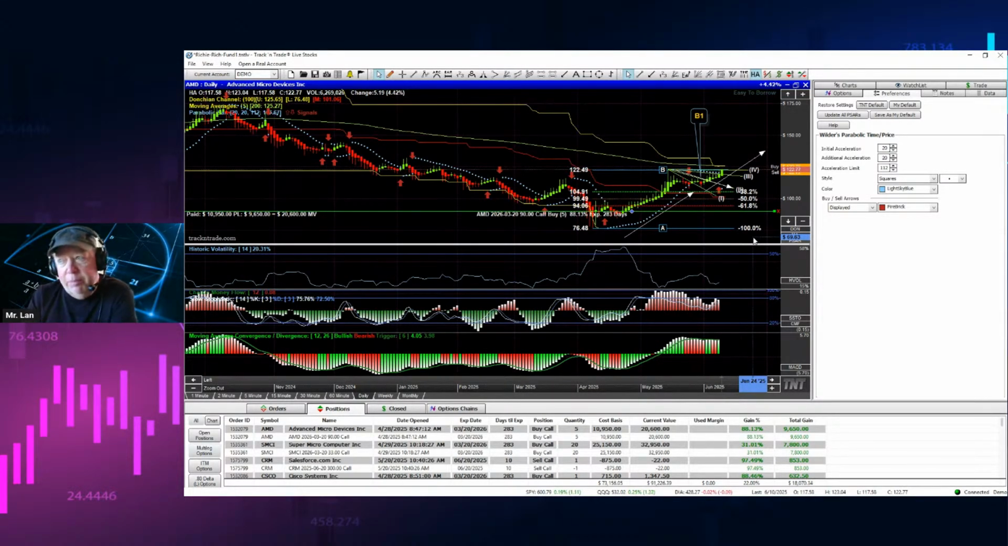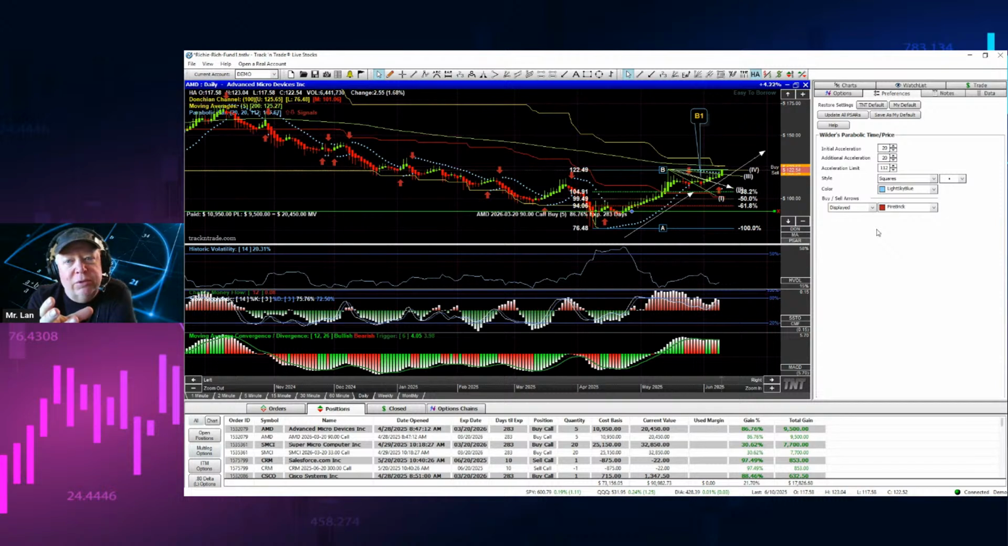So you can compromise, all right? You can use other tools to try and help you. This is called Welles Wilder's parabolic SAR. I have taken the parabolic SAR and tuned it to be as close to the bulls and bears blue lights as possible. So that's what these settings are. You can see the initial acceleration is 20, additional acceleration is 20, and the accelerated limit is 112. If you put that on there, it's tuned very similar to what the bulls and bears is.